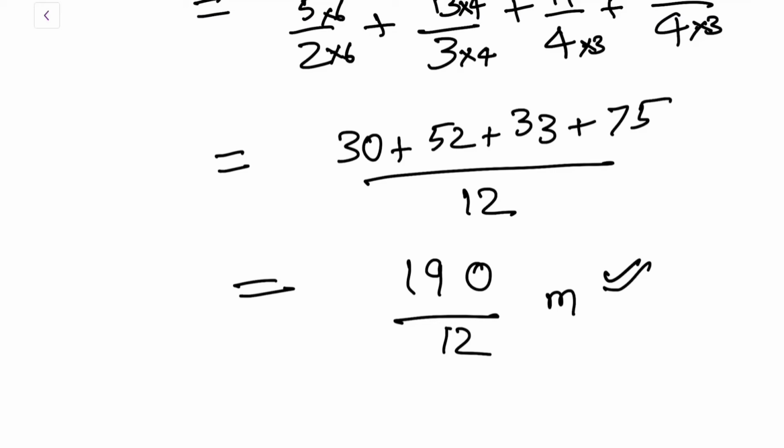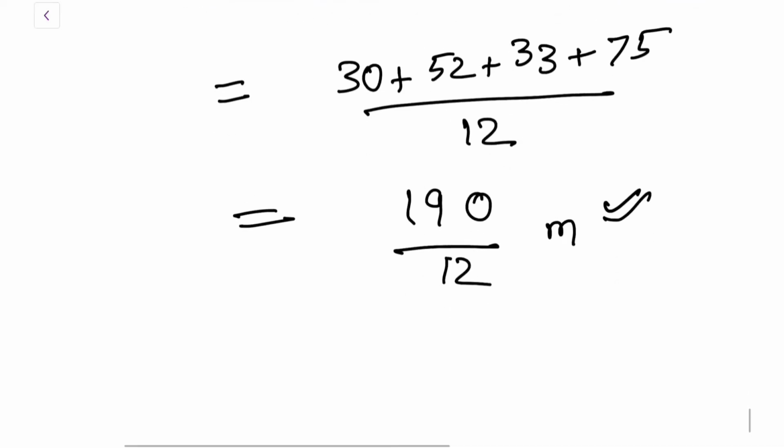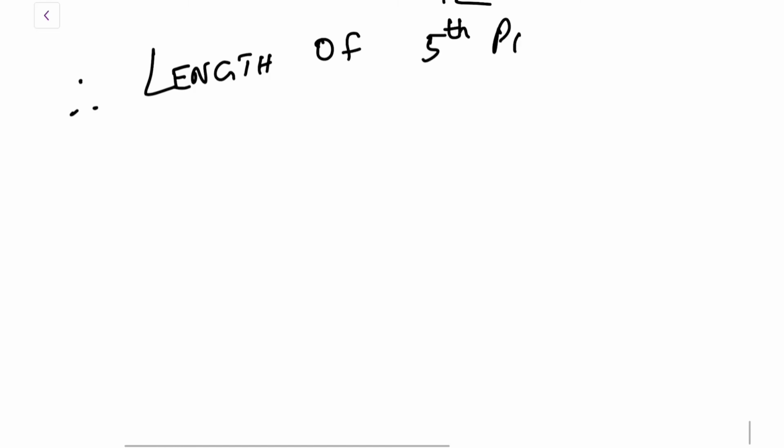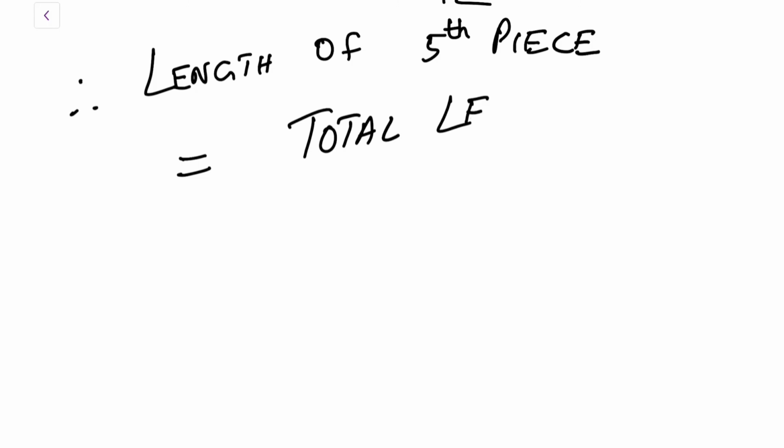Alright. But what they are asking you to find out is the length of 5th piece. Therefore, what is the length of 5th piece? Any idea how we can do that? That's right. What is the total length? From the total length, you just have to remove the length of the 4 pieces.